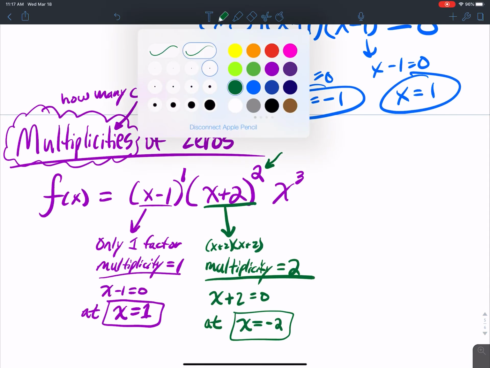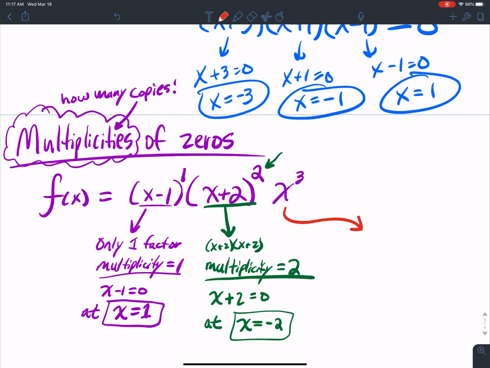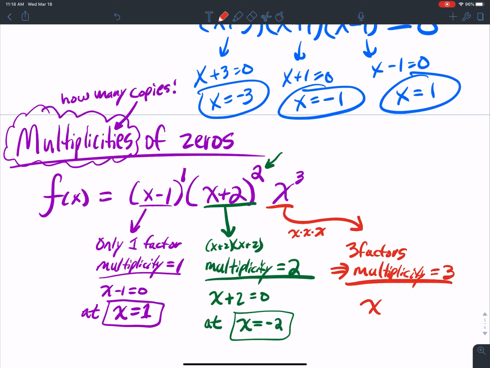And then this last one here, this has how many copies of itself? Well, this is technically x times x times x. So that has 3 factors. So what do you think the multiplicity is? The multiplicity is equal to 3. Multiplicity of 3. So I take x, the factor x, and I set it equal to 0, solve. That's pretty easy to solve. So it has a multiplicity of 3 at x equal to 0. Okay?